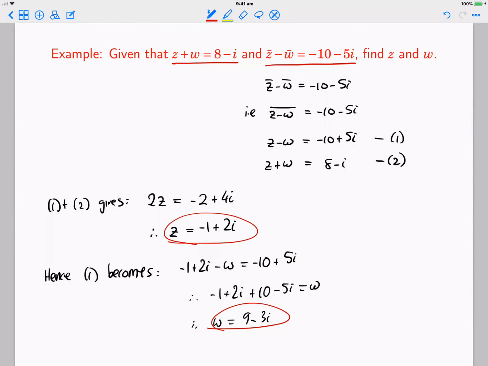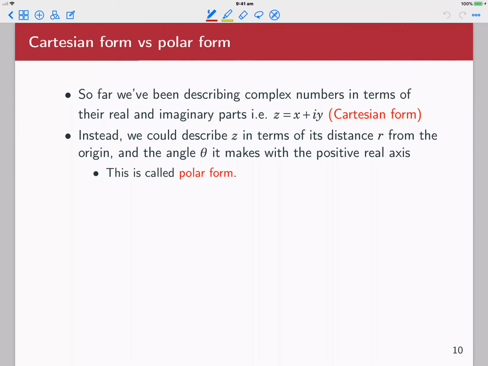Okay, so moving on now to the next important concept. I want to talk about the different forms of a complex number. So far, the form of a complex number that I've shown you is what's called Cartesian form. The Cartesian form of a complex number is when you have x plus iy, a number plus i times another number. This is called Cartesian form. And so Cartesian form is when you think of a complex number in terms of its real and imaginary parts, essentially. That's all it is.